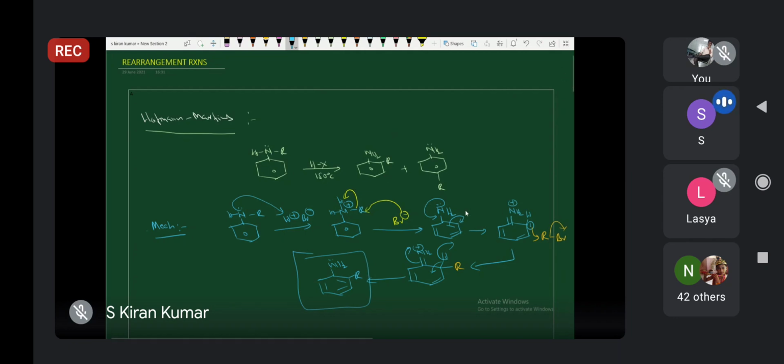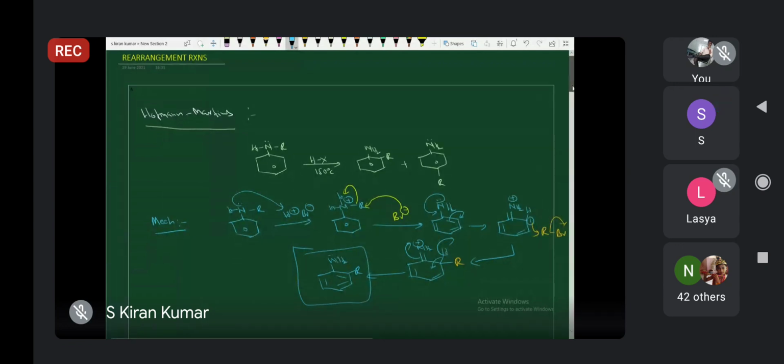For para, it is the same. Para position has negative charge. The amino group is an ortho-para directing group, therefore it increases electron density at the para position. Negative charge is present at the para position. Now the alkyl group is attached to that position. Same isomer. Like this, ortho and para positions are correct. For example, there are two or three examples here.